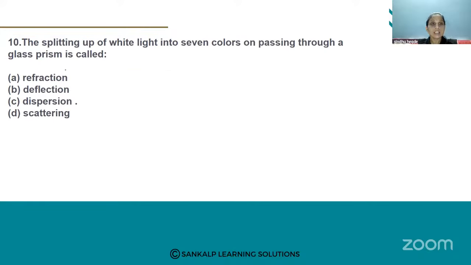Next one: the splitting up of white light into 7 colors on passing through a glass prism is called, yes, splitting up of white light into its constituent colors, that is called refraction, deflection, dispersion and scattering. We know that this is called dispersion of white light into its constituent colors.